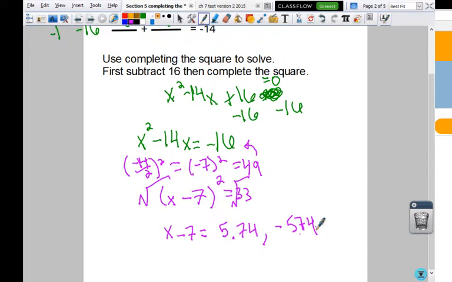Okay, and now we have one last step. We have to get rid of the minus 7 by adding 7 everywhere. And we're going to get x equals 12.74 and 2.74.